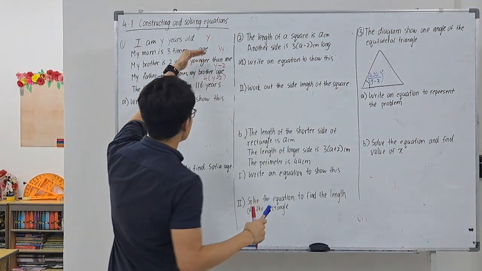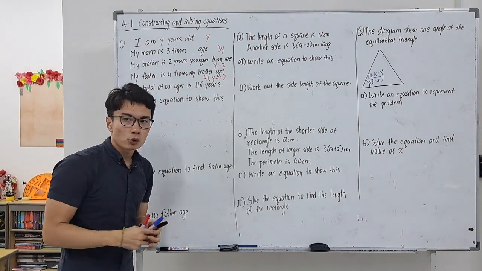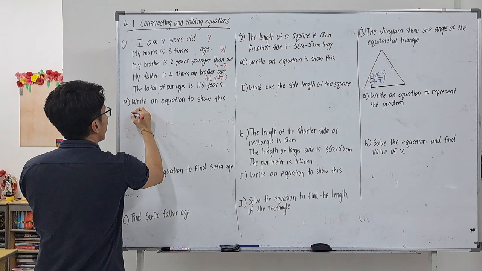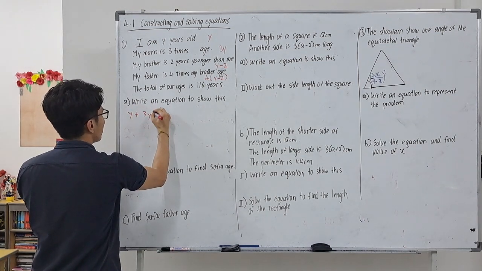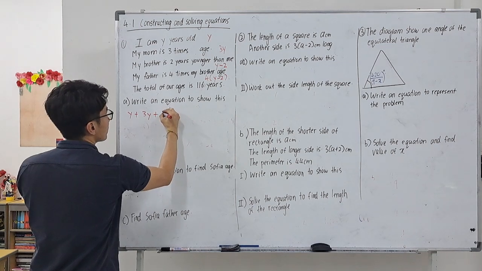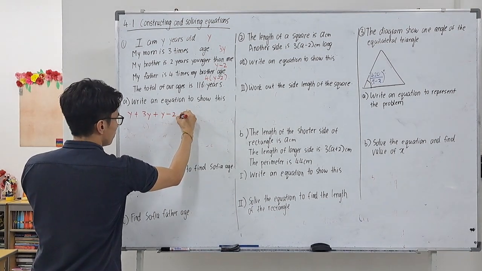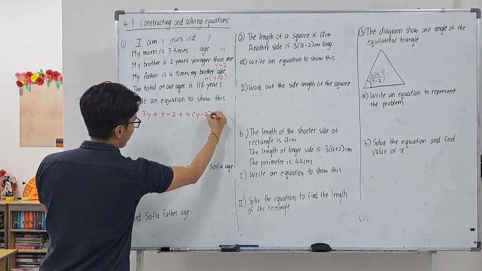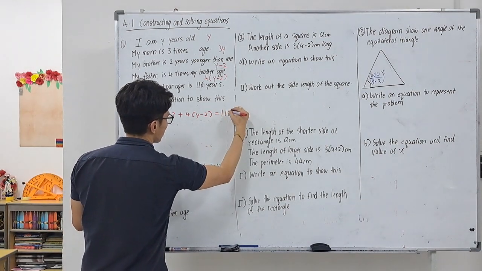So can you see what I did? I transferred all this information and made it into expressions. So right now, I can make my equation. So let me write this down over here. So I have y plus 3y plus y minus 2 plus 4 times y minus 2, and everything over here is going to equal 116.